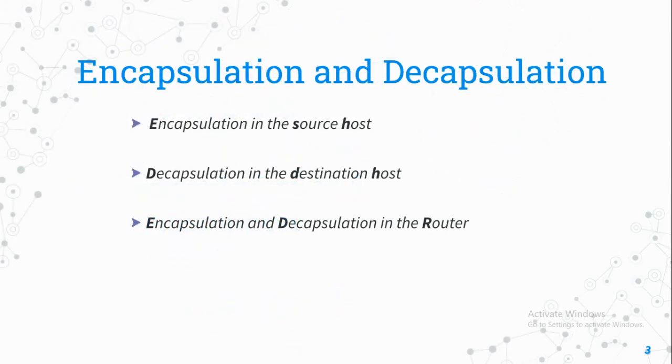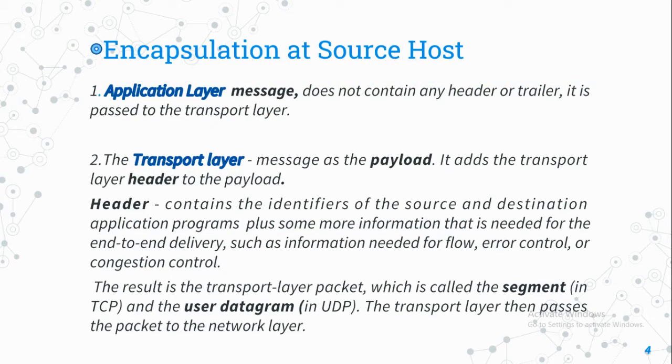Encapsulation and decapsulation. The encapsulation process is done at the source host, and encapsulation and decapsulation are done in the router. Decapsulation is done in the destination host in the communication process. So how is encapsulation done in the source host? In each layer, the encapsulation process is carried out.